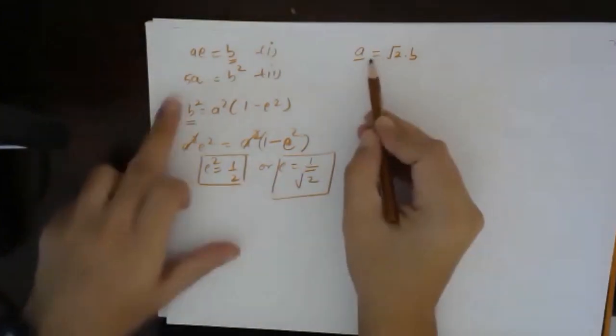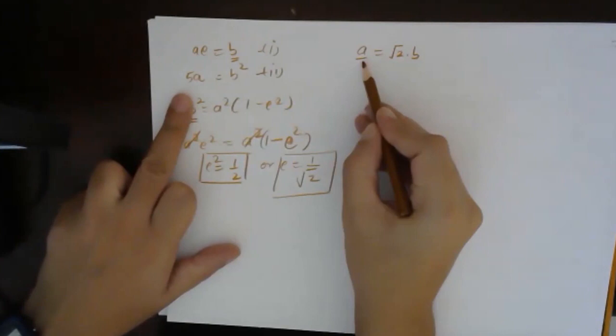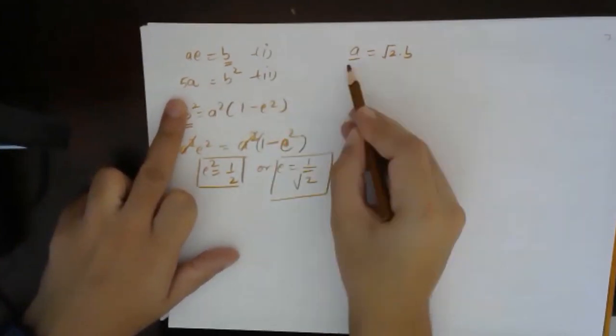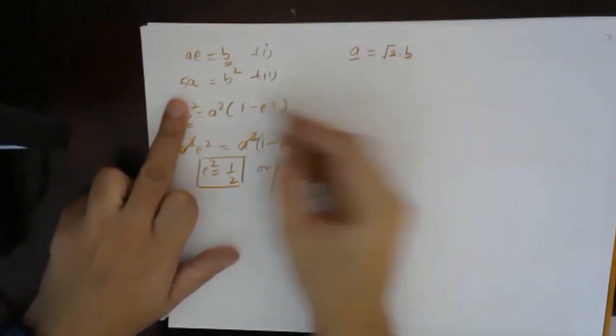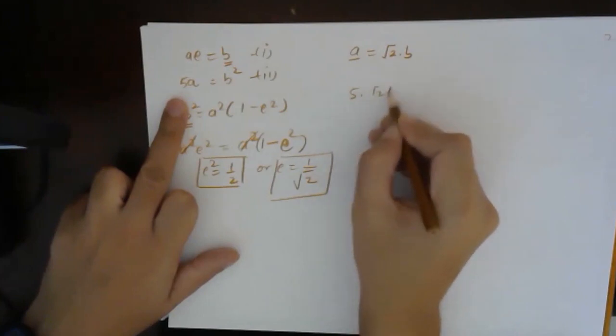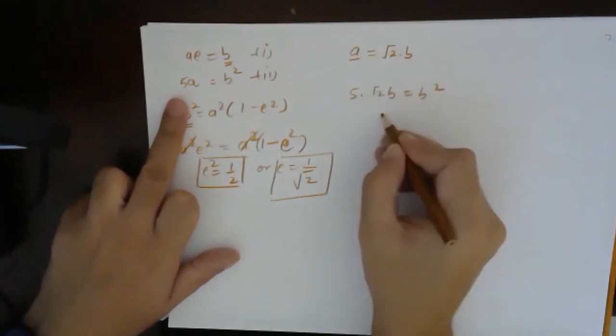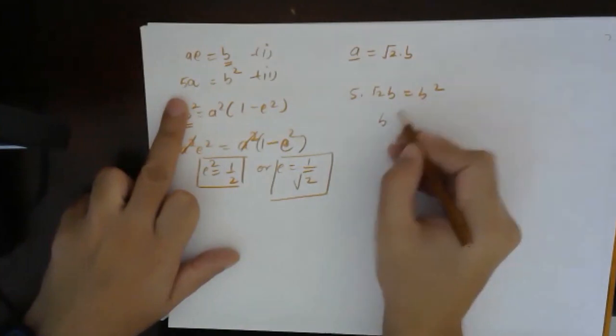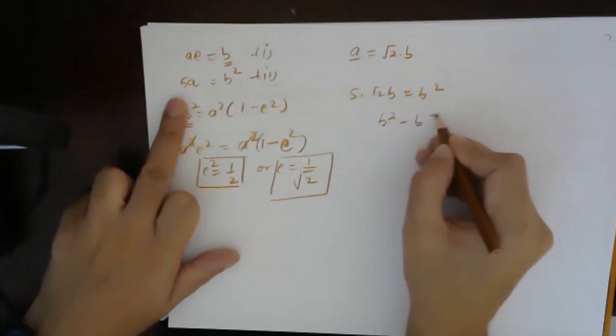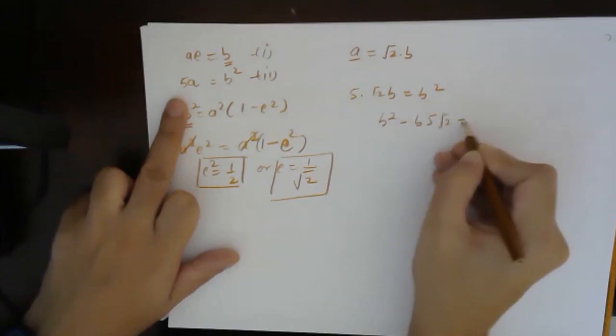Fine. So just substitute this here. Okay, so this will be a is equal to root 2b. So 5 into root 2b is equal to b square. So if I take b, I will take this side. So this is b square minus b into 5 root 2 is equal to 0.